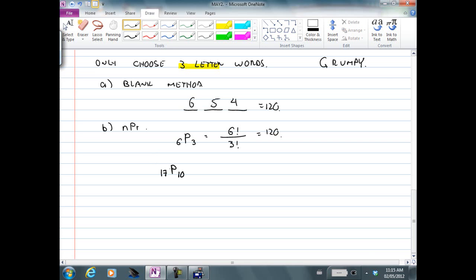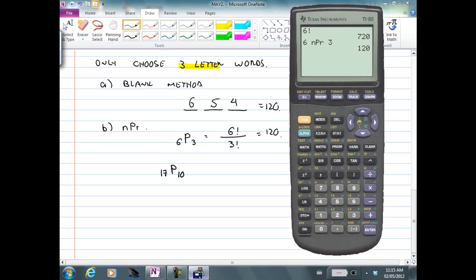Punch in 17P10 right now. Okay. I go 17. Instead of using that formula and wasting my time, I'm going to use my little calculator. PRB, I hit enter. And I hit 10. Times 10 to the power of 10. Don't forget E to 10. So guys, this is how we work with our calculator. Instead of using the formula, we just go nPr. Try this one.